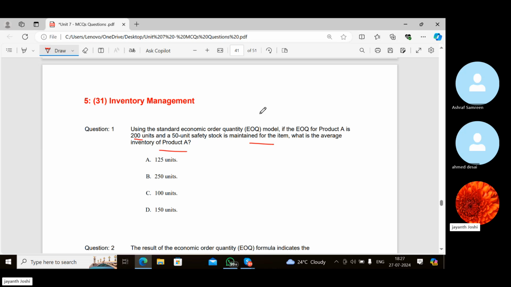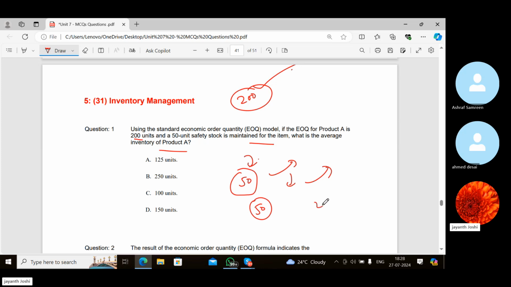So as a standard, if they are using the EOQ model and EOQ happens to be 200, a 50 unit safety stock is maintained for the item. That means every time the stock level comes to 50, they will order again. Whenever it comes to 50, they order again. So they will always maintain 50, right? The first stock also they maintain 50, right?